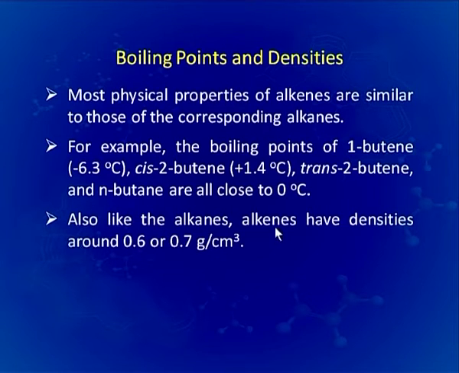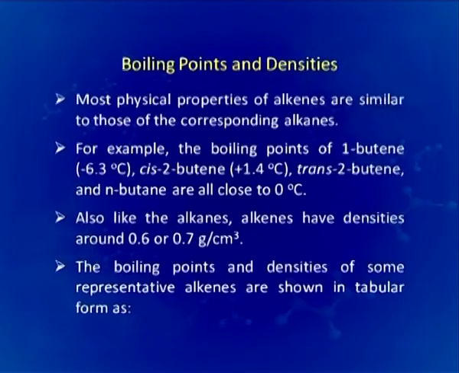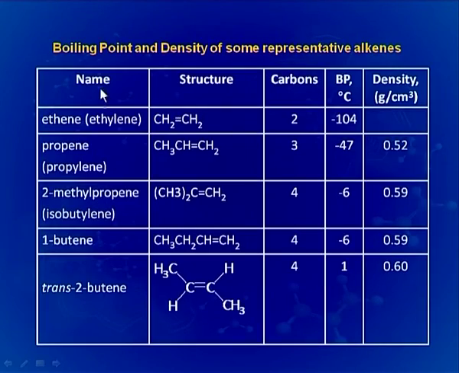Also, the alkenes have densities around 0.6 or 0.7 gram per cc. The boiling points and densities of some representative alkenes are shown in tabular form in the next few slides. Looking at simple alkenes from ethene, propene, 2-methylpropene, wherein the number of carbons is also increasing from 2, 3, 4, we observe that boiling points are minus 104, minus 47 and minus 6, and as we reach trans-2-butene, a more alkylated alkene, it is approximately 1 degree centigrade.